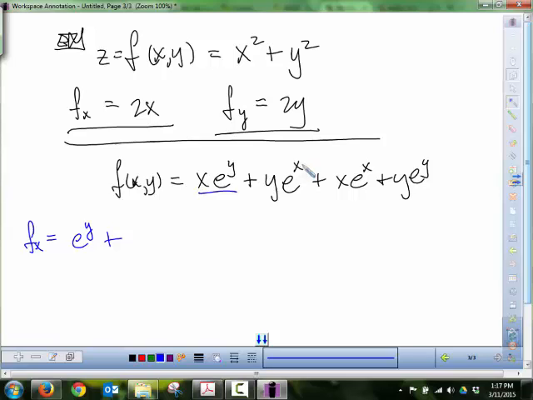So derivative, remember, y is a number, but e to the x. Y e to the x.